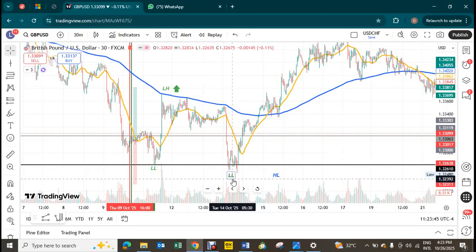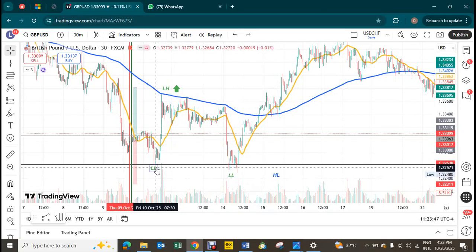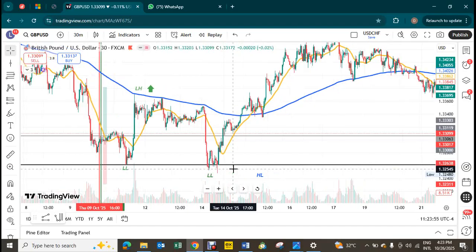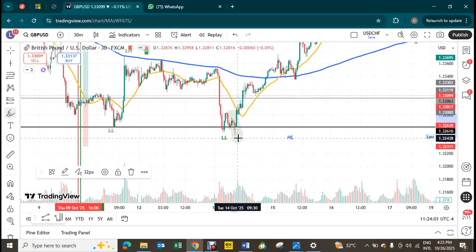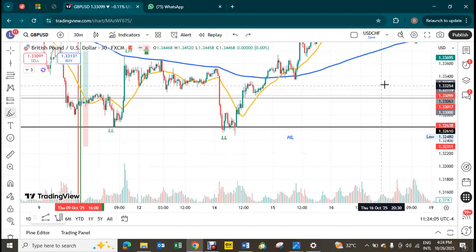Okay, now we have a lower low here, after it broke the previous lower low. You can see the black line, which shows that this was the end of the previous lower low, which was broken, because we can see price broke through to this level here, meaning we have a new LL, which is lower low.